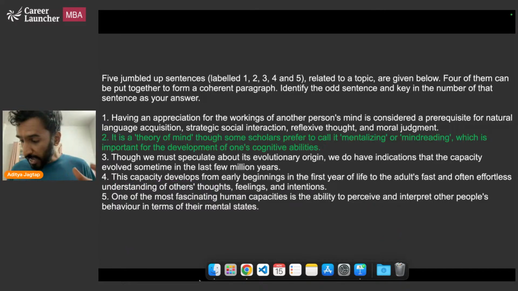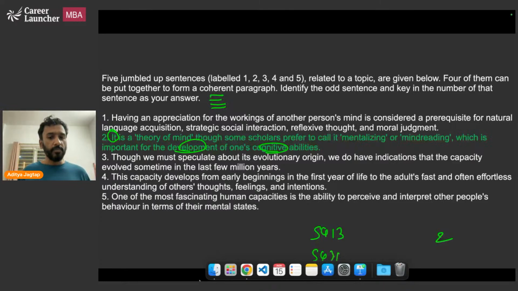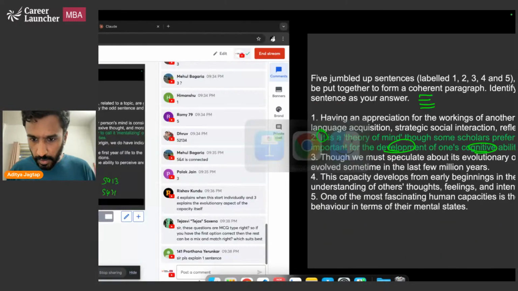So what we say here is that 2 is referring to it, and it is being called important for development of the brain. This idea that it is important for brain development is not coherently connected to this possible sequence of 5431, right? Whatever the sequence may be, 2 is not a part of that sequence, right? So option 2 is odd.